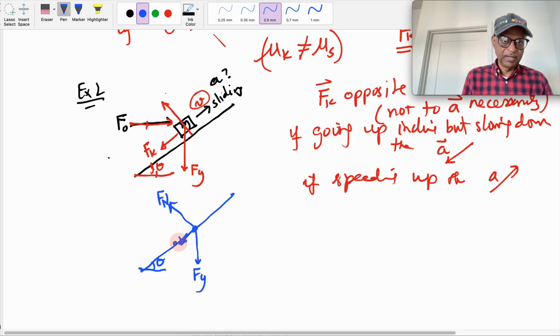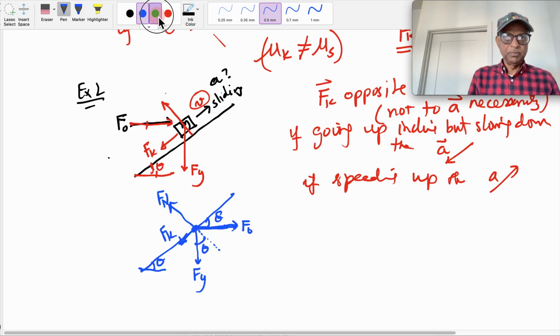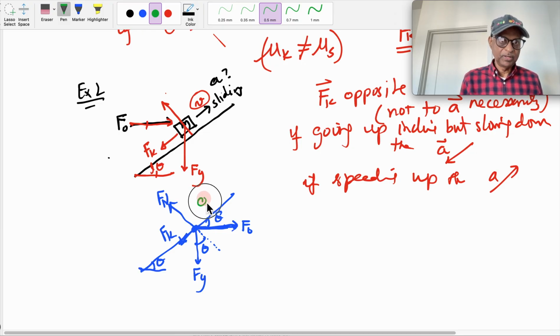Now this time I have Fk, and see this is coming in, but I write it starting from here. Just displace this so that I can write with the beginning here, F0. So if this is theta, then that's theta, and we already worked out that this angle will be theta. Again, we'll just say we don't know the acceleration.